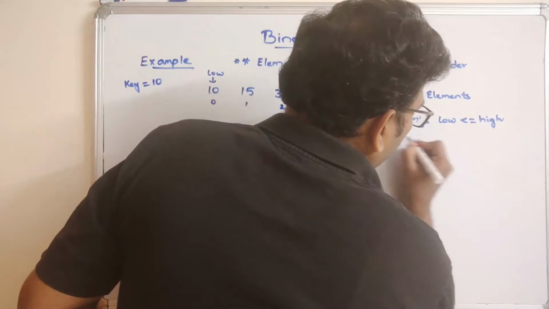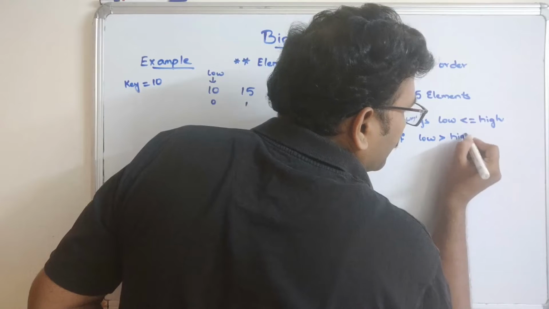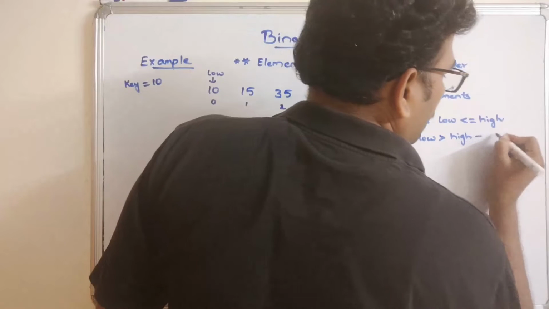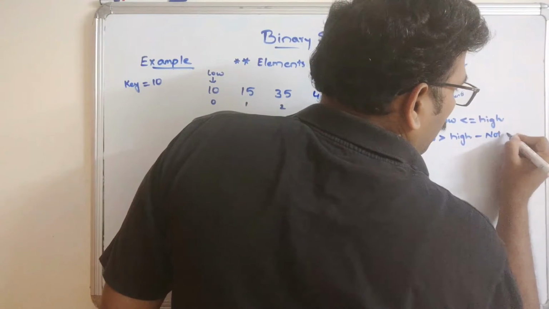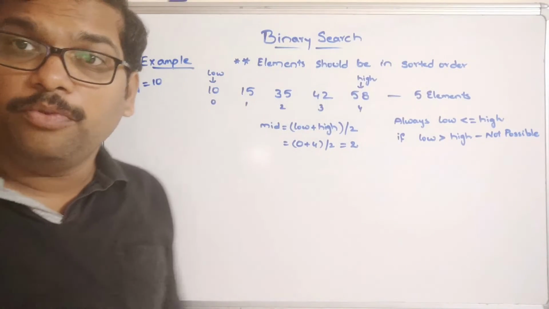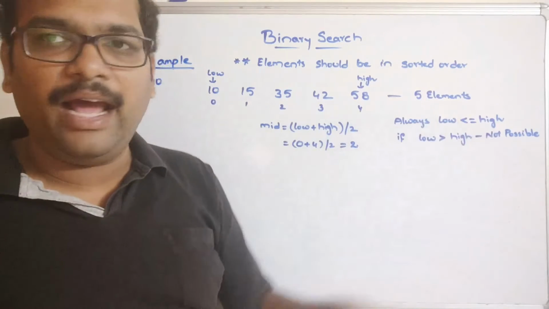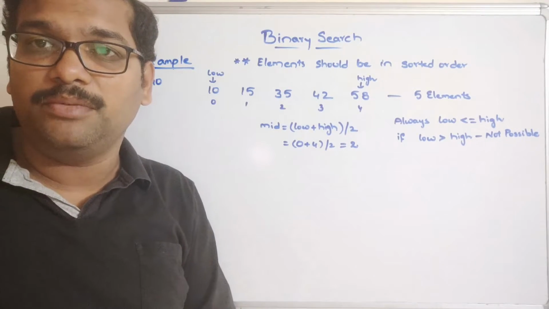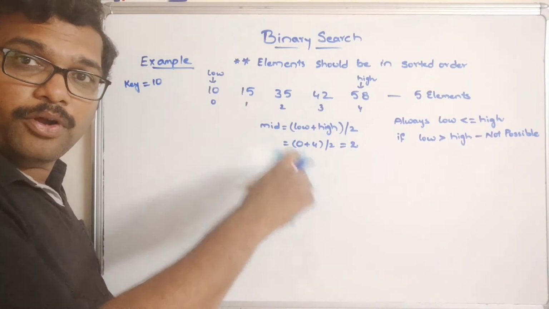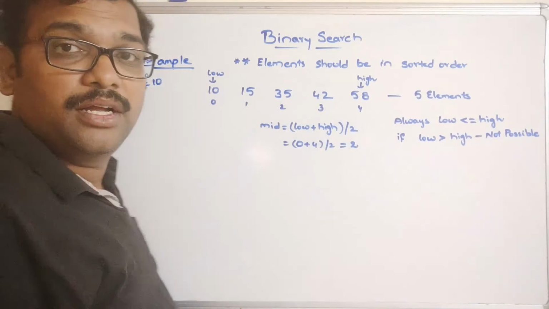And if low is greater than high, then search is not possible, or we can say that the element is not found. Okay, if low is greater than high, then the search is not possible, right? So we need to repeat the same process, calculating the mid value, until low becomes greater than high.